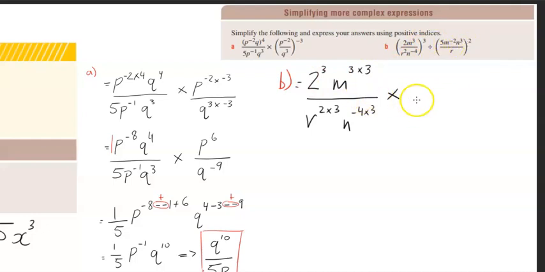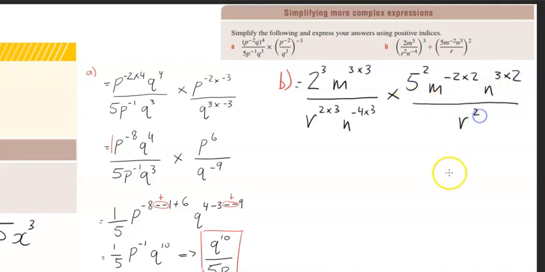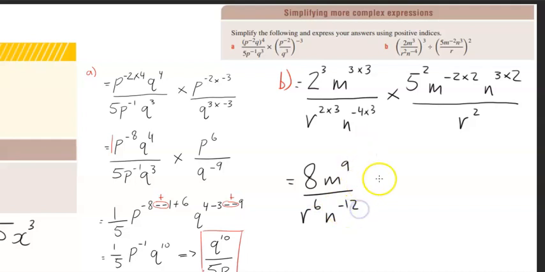We're then going to do it with these terms here. This is going to be 5 squared. This is going to be M to the power of -2 times 2. This is going to be N to the power of positive 3 times 2, all over R to the power of 2. So we've done all of our expansion first. Let's do a little bit of tidying up. 2 to the power of 3 is 8. So 2 times 2 times 2 is 8. This is going to be M to the power of 9, all over R to the power of 6, N to the power of -12. That's -4 times 3 is 12.